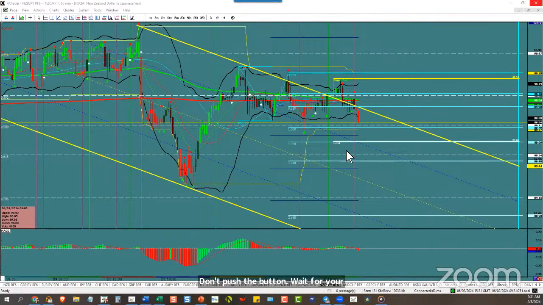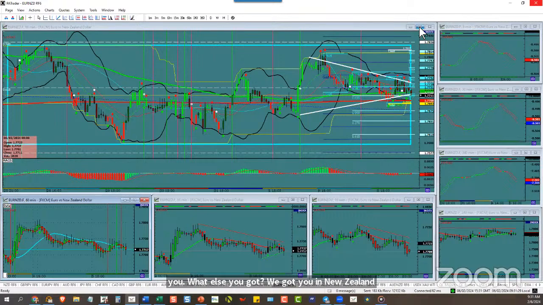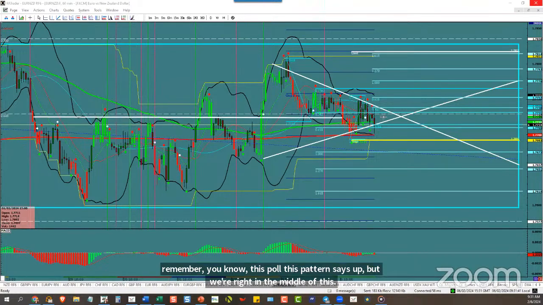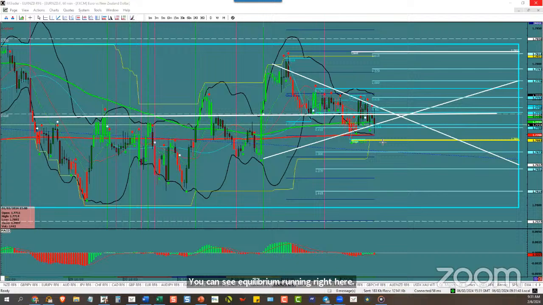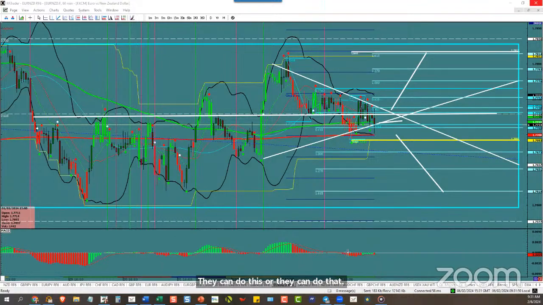All right. What else we got? We got Euro New Zealand. Let's see that. And ooh, look at that. So we remember, this pattern says up. Well, we're right in the middle of this. You can see equilibrium running right here. That's equilibrium for the range. They can do this or they can do that. So as you can see, there's pressure now pushing it down. You're below the zero line break, so you are officially a seller.